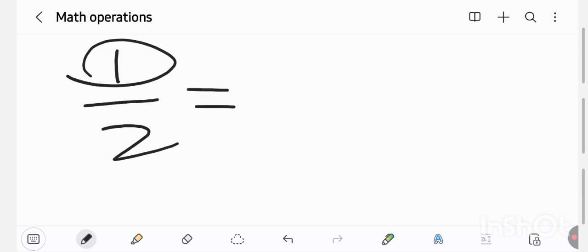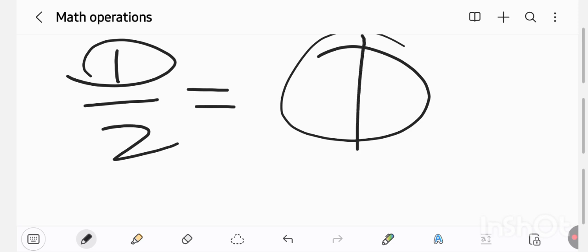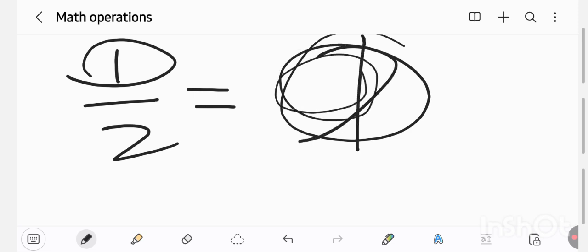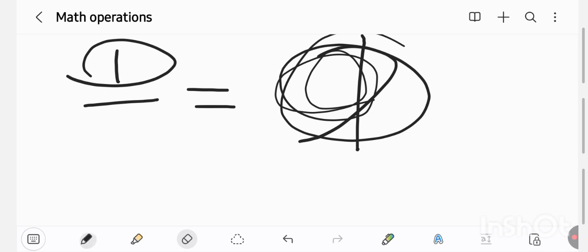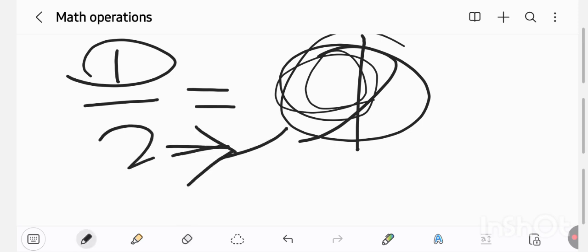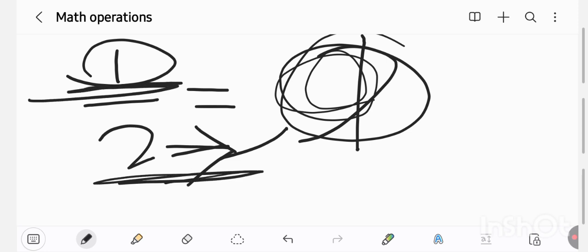Now when you have 1 by 2, that means something was divided into 2. Suppose this circle was divided into 2, and a slice means half. That's why it means half. Something was divided into 2 pieces, and that's one part of that. That's what a fraction means.